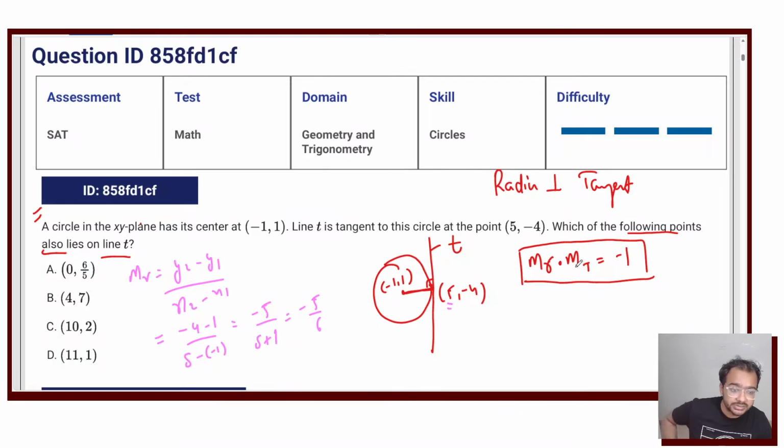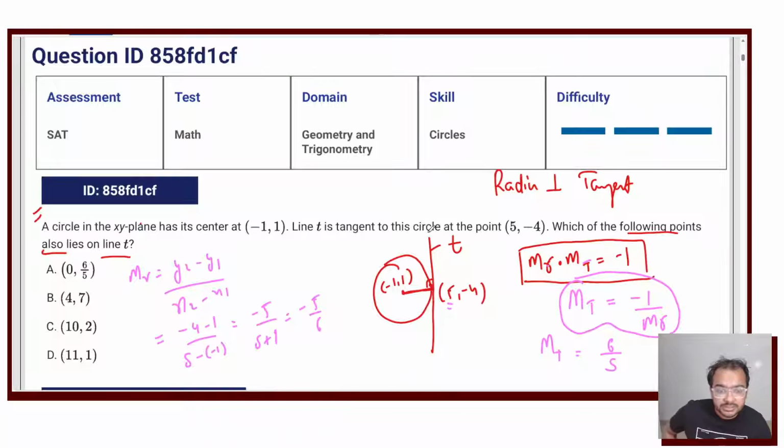So just now we discussed that radius and tangent will be perpendicular, so the product of their slopes will be negative 1. Whatever slope you have for the radius, the tangent slope will be the negative reciprocal of it. So to find the tangent slope, you just need to take the negative reciprocal. It's already negative, so negative of negative will be positive. And to take the reciprocal, you just flip the numbers. So this will become 6 over 5. It means the tangent will have a slope of 6 over 5.